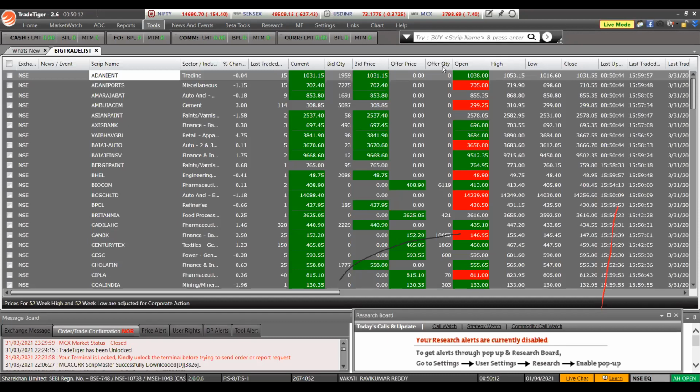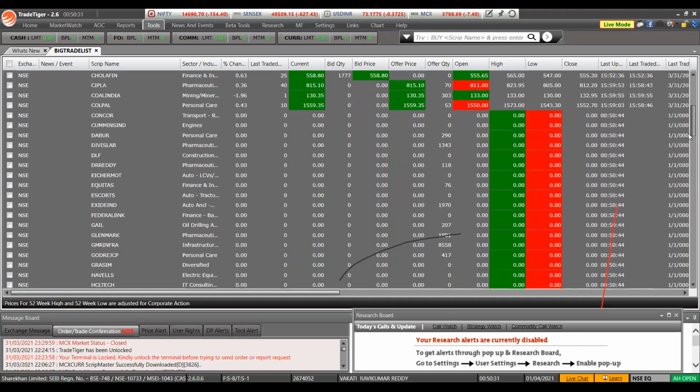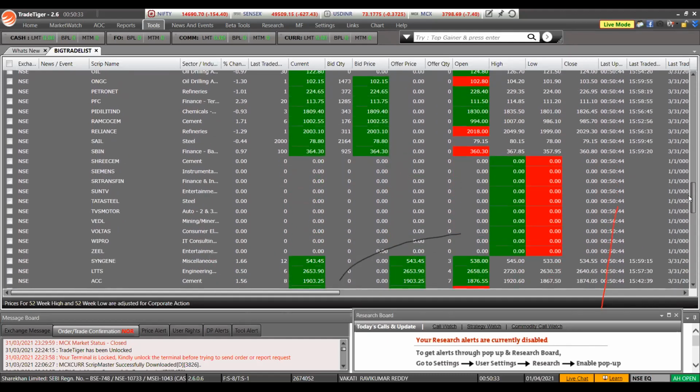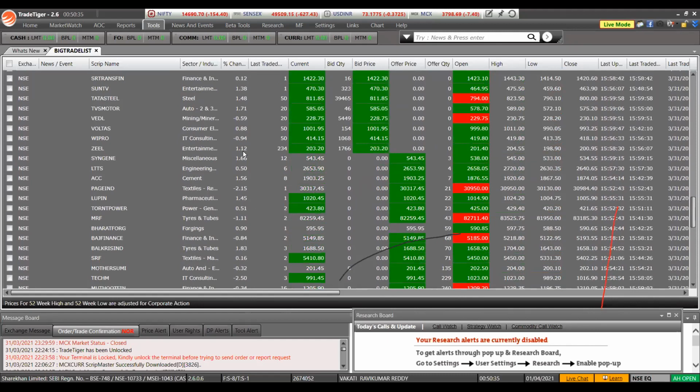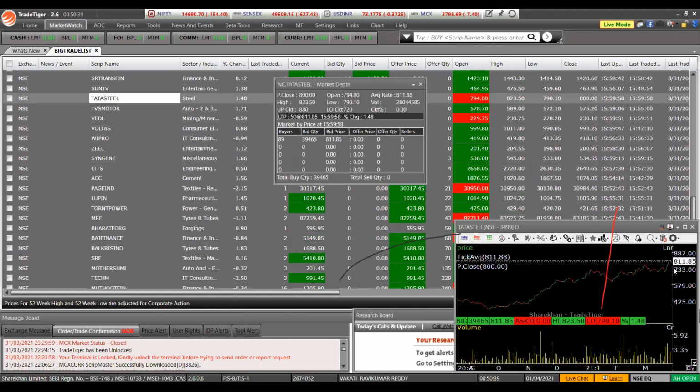Sir, what about cyclical stocks? For example, HEG, do you still hold HEG? No. I exited HEG a long time ago. So your algo also has a strategy for exiting cyclical stocks? See, it is basically a data mining software. So you see Tata Steel, a very typical cyclical stock.